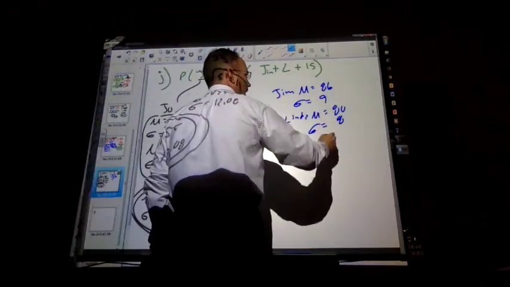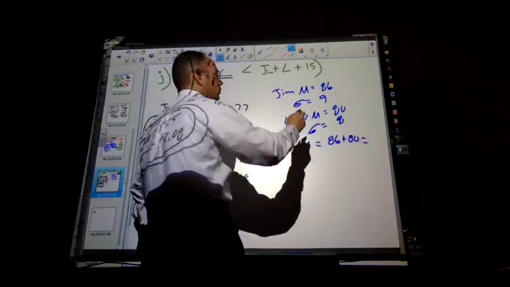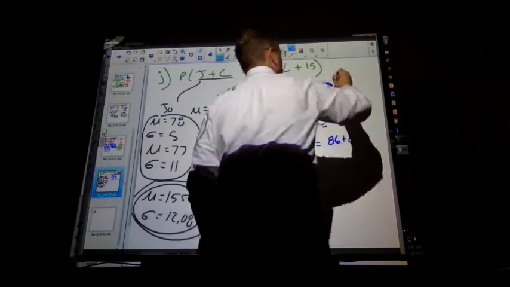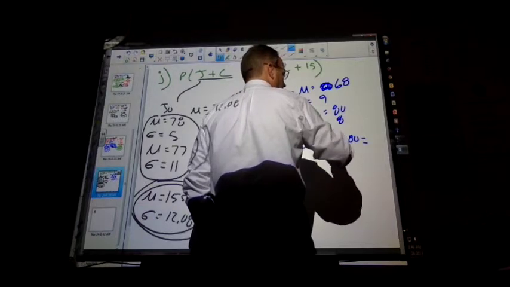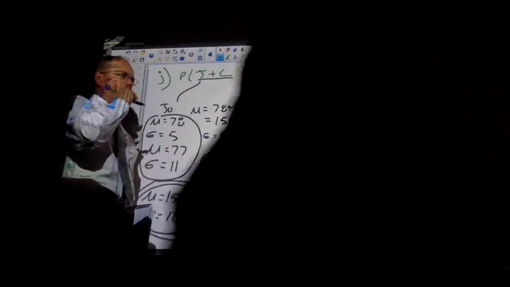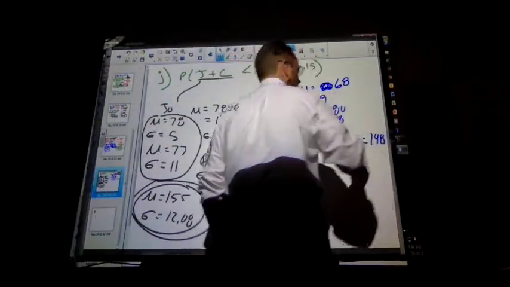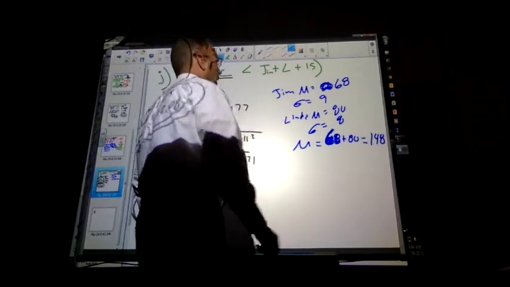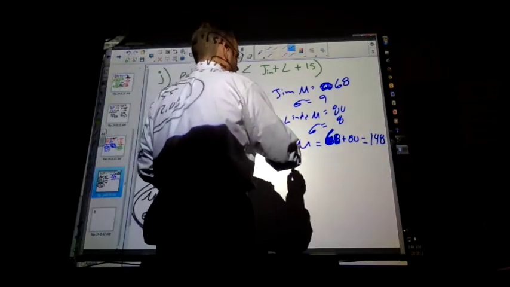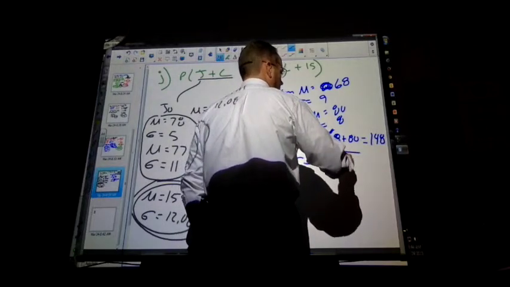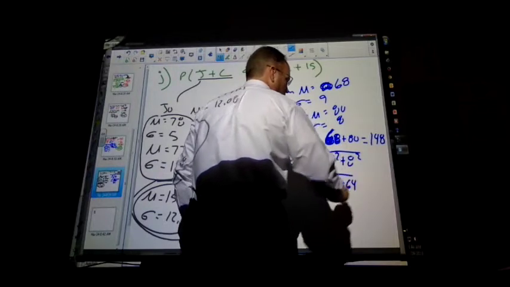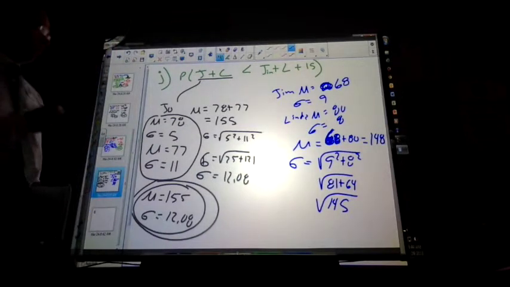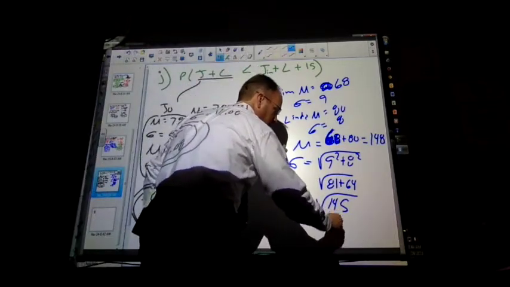So again, we're adding them. So I'm going to get 86 and 80. No, 68. Oh, wait, Jim is 68. Did my dyslexia kick in nicely? Standard deviation is 9? Okay. What is 68 and 80 added together? 68 and 80 added together is 148. The new standard deviation is going to be root 9 squared plus 8 squared. So that's 81 plus 64. 81 and 64 added together is 145. Square root of 145 is 12.04.